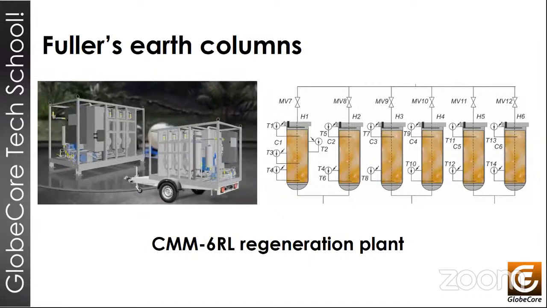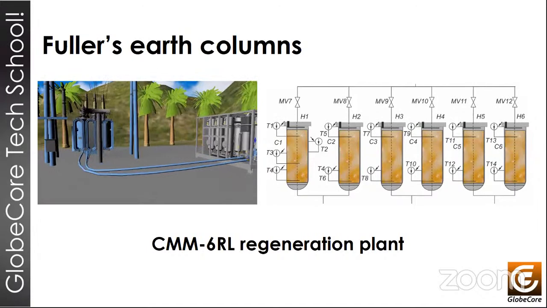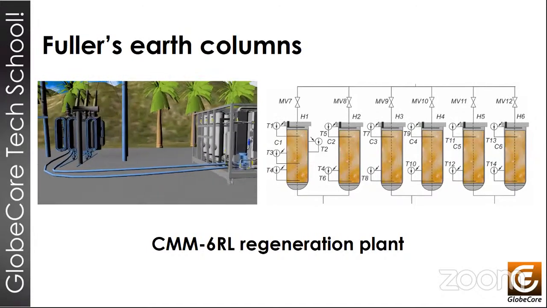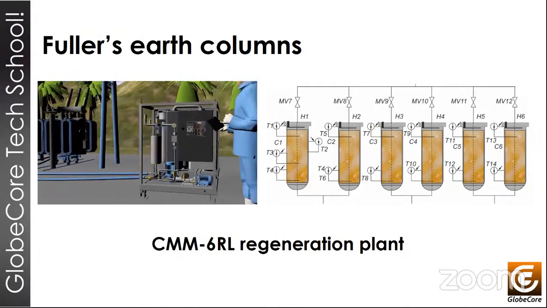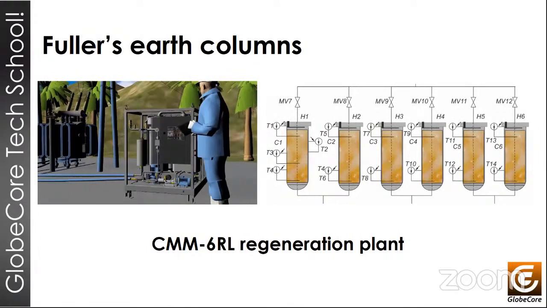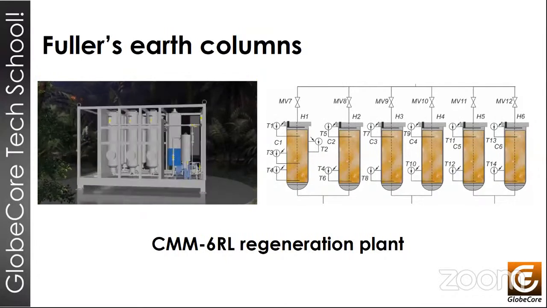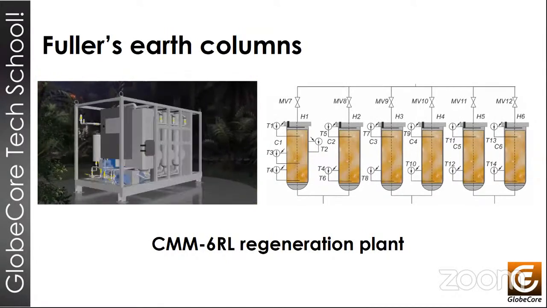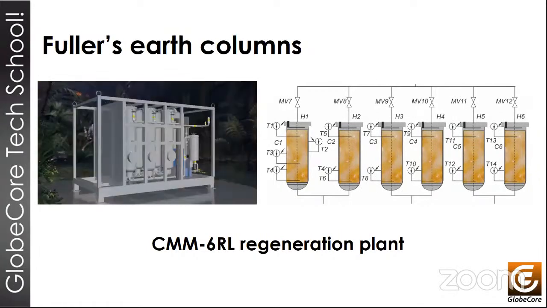Okay. So the valves at the top of the columns are used to obviously control which column is used for what. It's possible to use part of the columns for generation, and part of the columns are in reactivation mode if necessary. And every column contains approximately 130 kilograms of Fuller's earth. That means that the unit can process quite a significant amount of oil, especially if we consider the reactivation cycles.